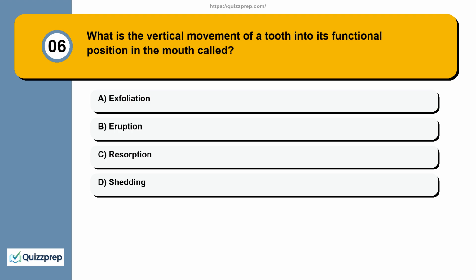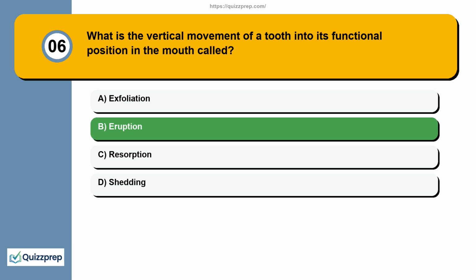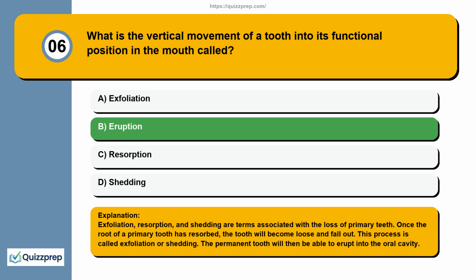Question 6. What is the vertical movement of a tooth into its functional position in the mouth called? Exfoliation, eruption, resorption, shedding. Exfoliation, resorption, and shedding are terms associated with the loss of primary teeth. Once the root of a primary tooth has resorbed, the tooth will become loose and fall out. This process is called exfoliation or shedding. The permanent tooth will then be able to erupt into the oral cavity.